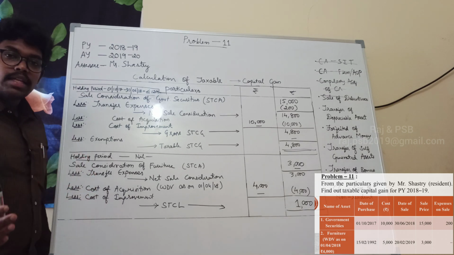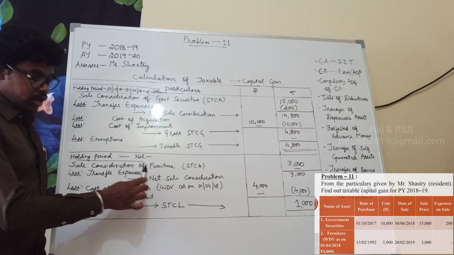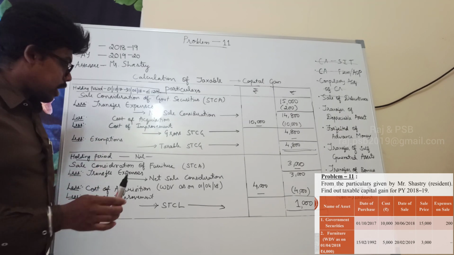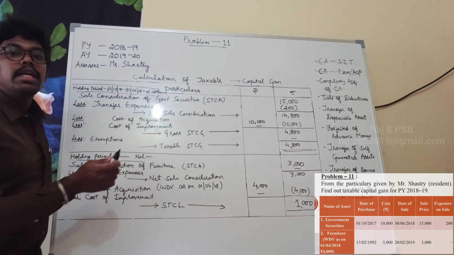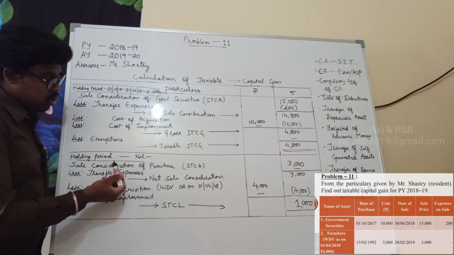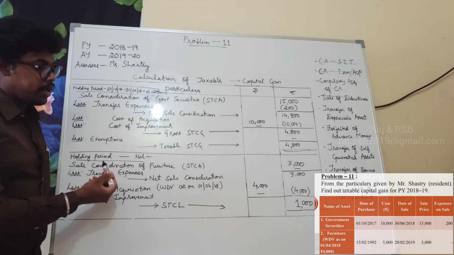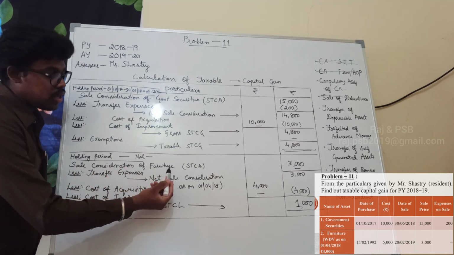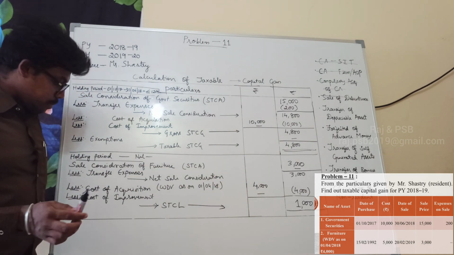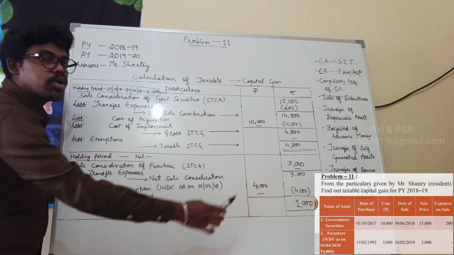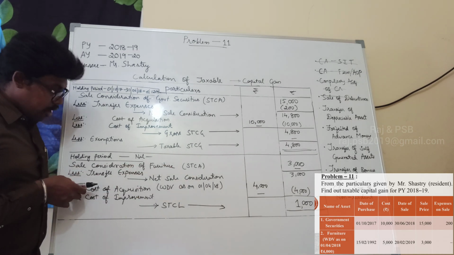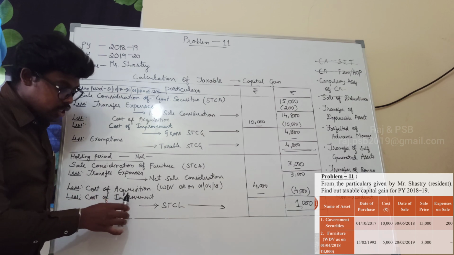Okay. Next, the second asset is furniture. Here the holding period is nil. Though the dates are given, we are not going to calculate the holding period because they are depreciable assets. Depreciable assets are always treated as short term capital assets. That's why we are not going to calculate the holding period. So here the sale consideration of furniture, always a short term capital asset, is 3,000, which is given in the sum, less transfer expenses. There are no transfer or selling expenses, so nil. So the same balance is treated as the net sale consideration, and from that we are going to deduct the cost of acquisition.